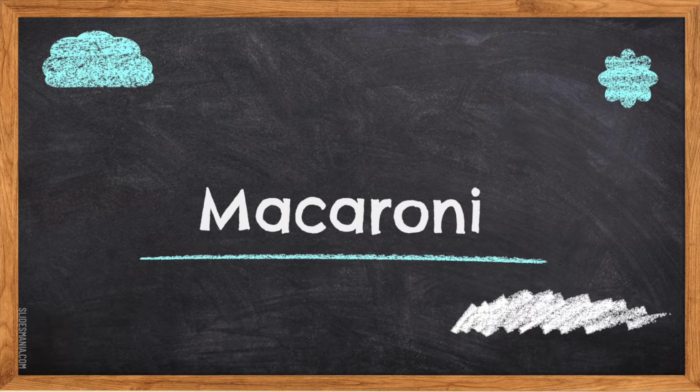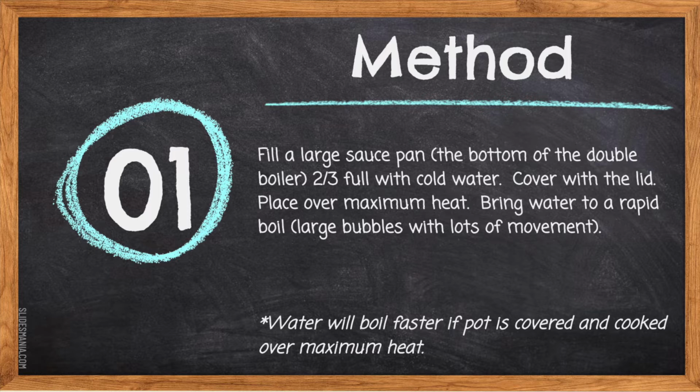Method for the macaroni. Step 1. Fill a large saucepan, the bottom of the double boiler, 2/3 full with cold water. Cover with a lid. Place over maximum heat. Bring the water to a rapid boil, large bubbles with lots of movement.